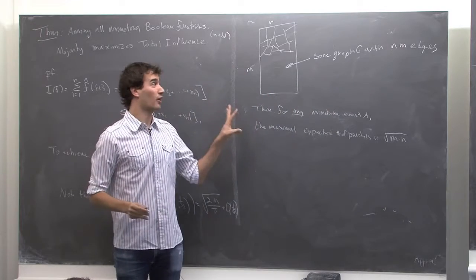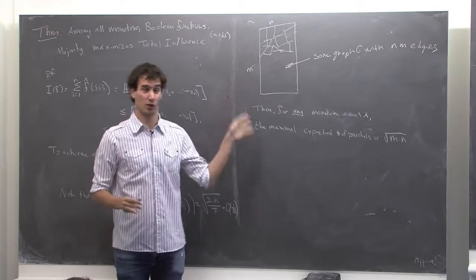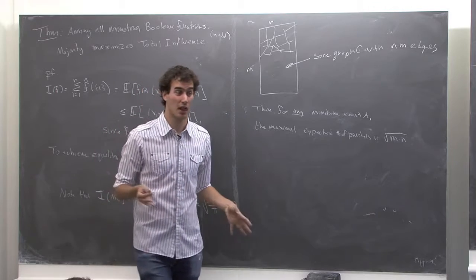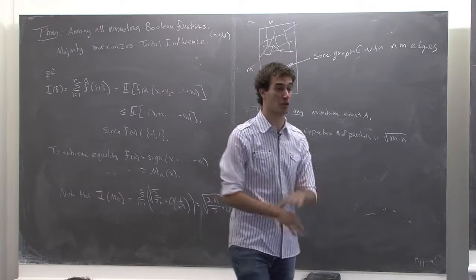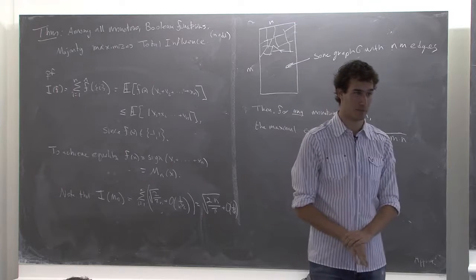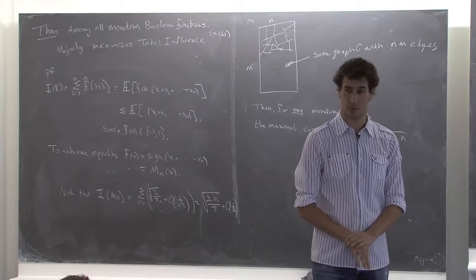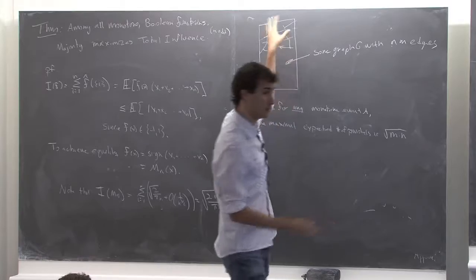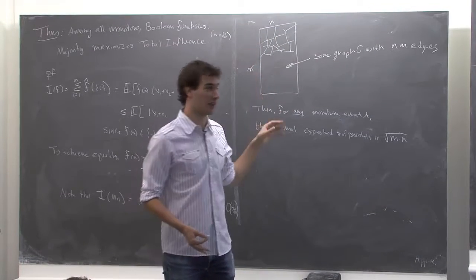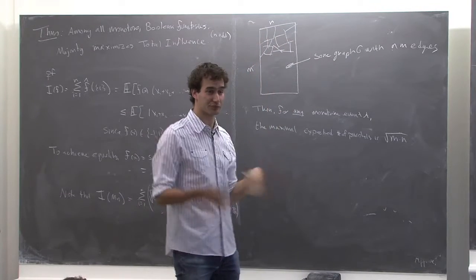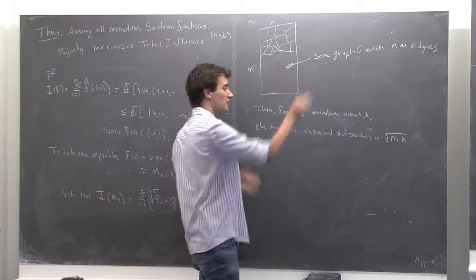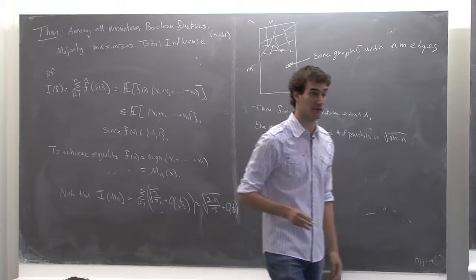Regardless of any event we look at, a crossing vertically, horizontally, whatever way you want to do it, the expected number of pivotals cannot be larger than the square root of n times n. That's pretty surprising, especially if you think of this as being completely oblong. Then we know that any event whatsoever has this a priori upper bound on its influence.